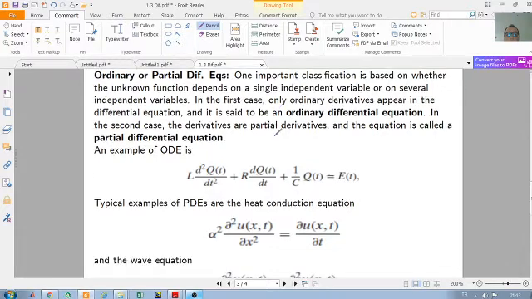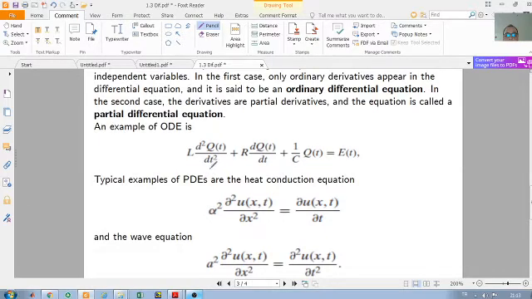In the second case, the derivatives are partial derivatives, since we have a multivariable function because the number of independent variables is bigger than 1. And the equation is called a partial differential equation for this reason. An example of an ordinary differential equation is given in this form, for example. This represents a mathematical model for some problem in nature.